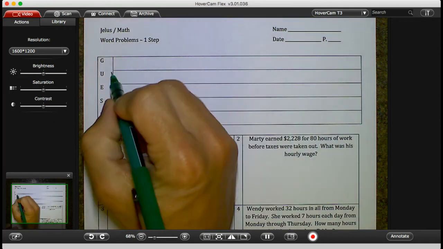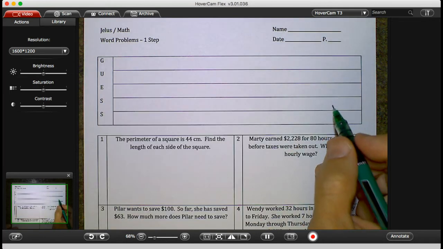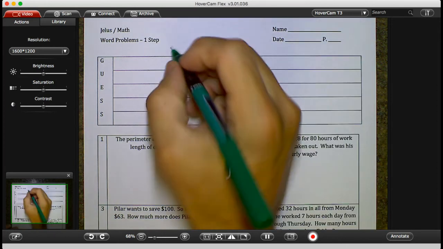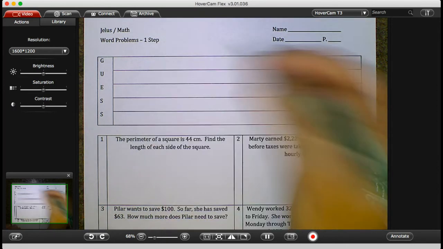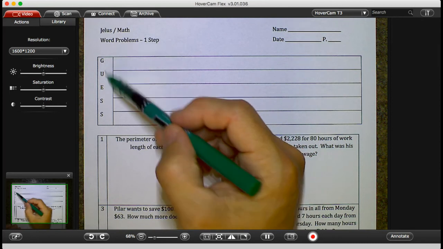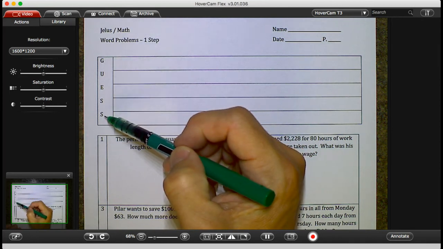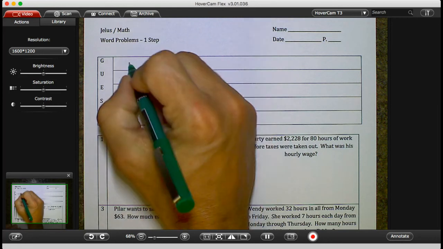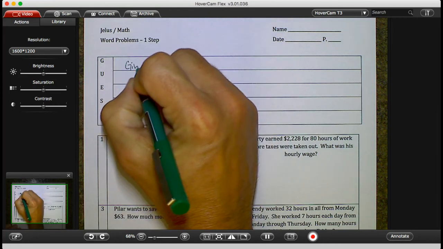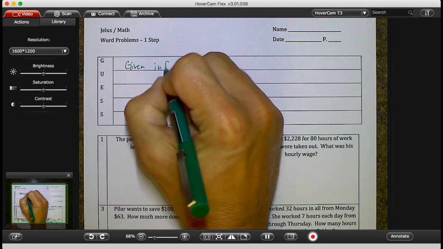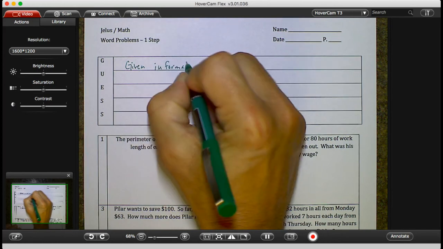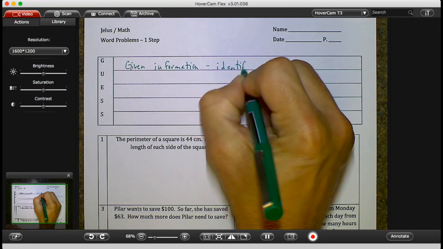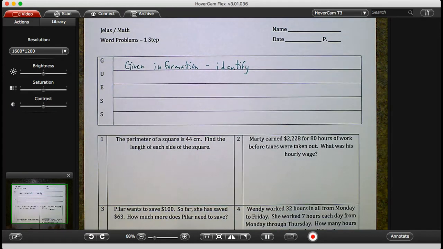So when we're struggling with word problems, when we're reading word problems, you have to have some sort of a pattern that you follow through. The pattern that I'm going to show you today is called GUESS, and each one of these letters stands for something that you are going to do. So the G stands for the given information that you want to identify as you read the question.